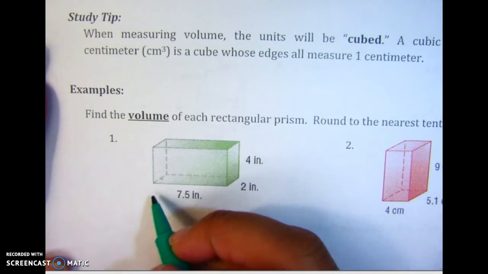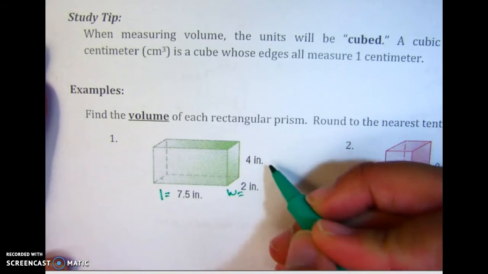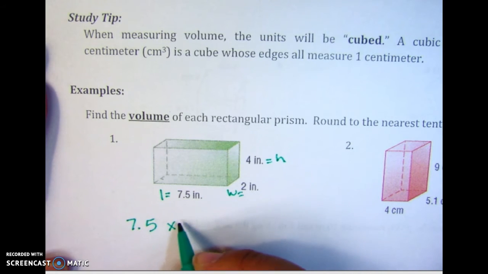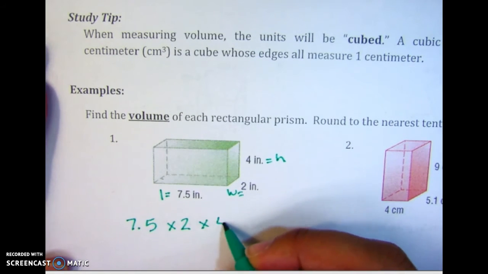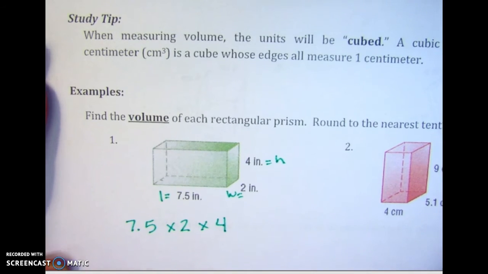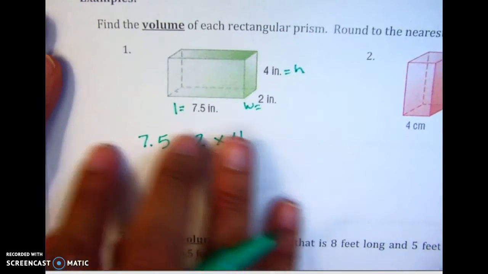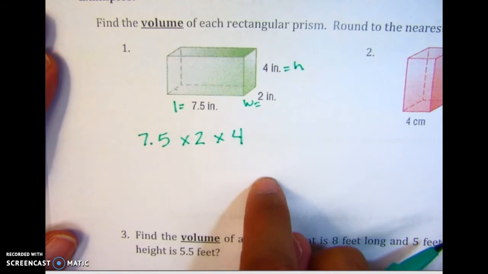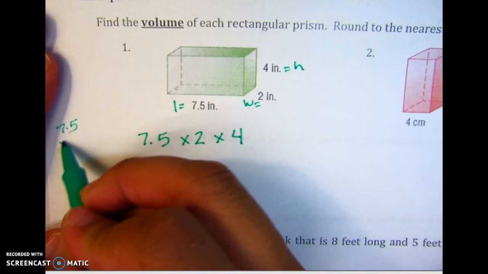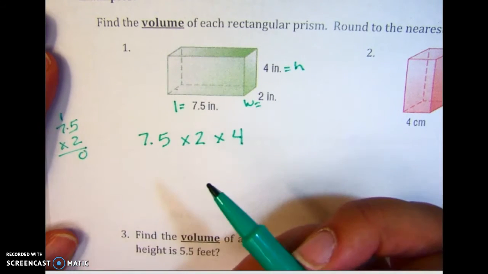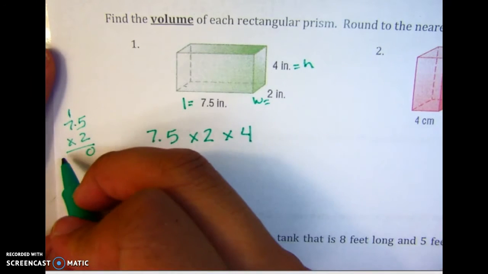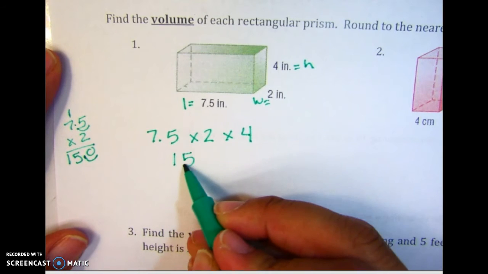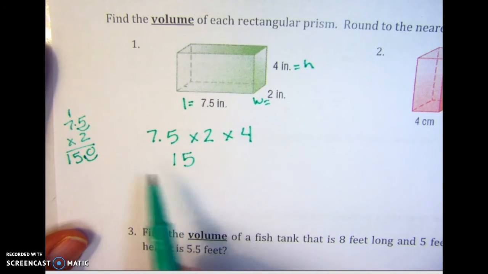So here's my length, here's my width, and here's my height. And I'm going to multiply those. 7.5 times 2 times 4. You can multiply this out on the side, but I know 7.5 plus 7.5 is 15. To verify that, I can do a little math over here, carry the 1. 2 times 7 is 14, plus 1 is 15. I have 1 decimal place, so 1 decimal place. I can put 15.0 or just 15, because it's the same thing.